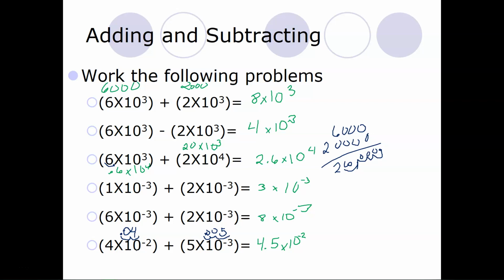So there's a couple of different ways you can deal with this. You can take your decimal behind your 4 and move it back 1 place, so you end up with 4 times 10 to the negative 3. Or you can take your decimal from behind your 5, move it back once, and get 5 times 10 to the negative 2. Does everybody see what I did?